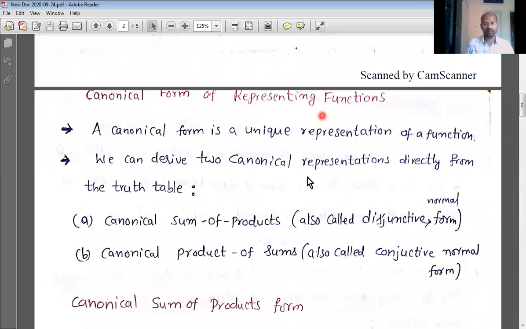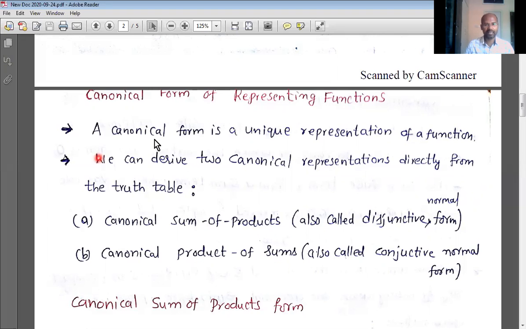Now in canonical form we have two types of representations: canonical sum of products, that is one way of representing. The other way is canonical product of sums. The first one is also called disjunctive normal form. The second one is also called conjunctive normal form. Now let's see what these are, and how to represent a given function in the canonical form. You can represent it either in canonical sum of products, or canonical product of sums.